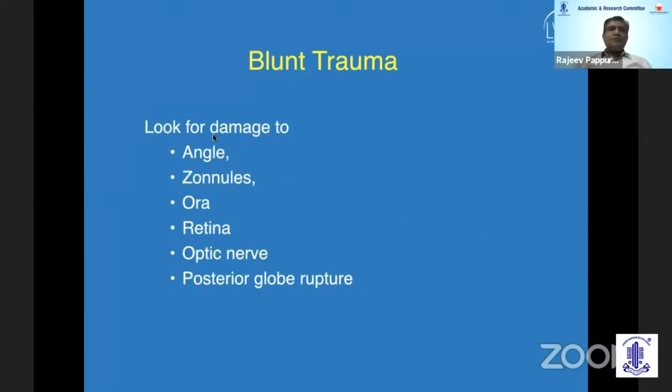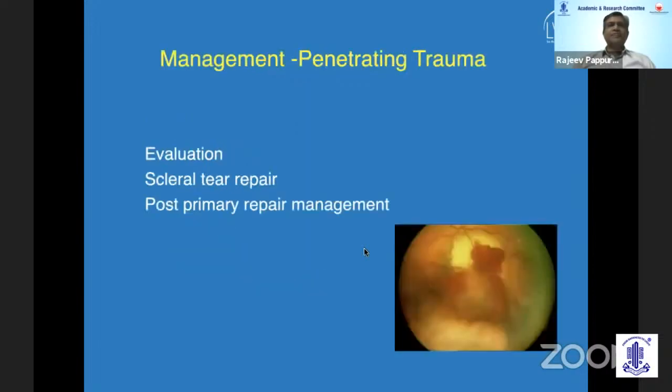You should be able to identify all of these by examination, except for the posterior globe rupture, which you might not be able to see with your eye. In those cases, you need to look for other clues, or perhaps an ultrasound investigation, to see if there is any posterior globe rupture.